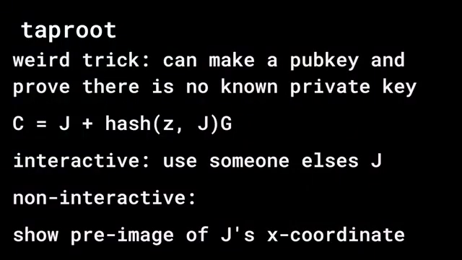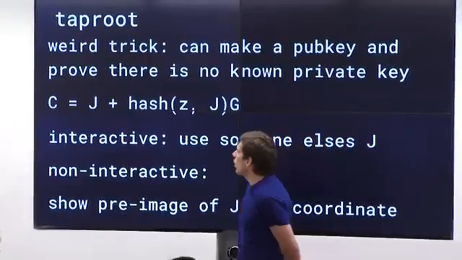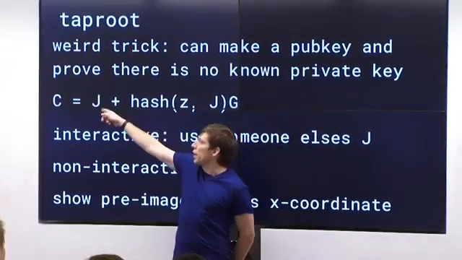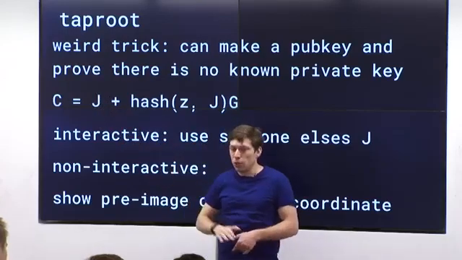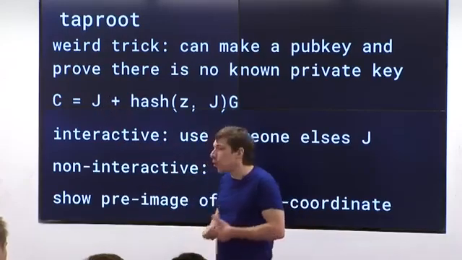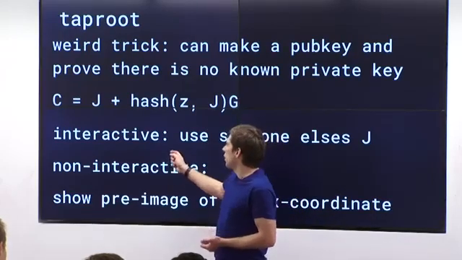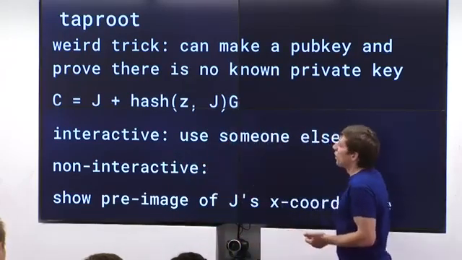Another weird trick: you can make a public key and prove that there is no known private key, right? So what if I only want this script Z, and there is no set of everyone signing? I don't want that to be a requirement. What if I only want this script hash? I can do that. So interactively, I can use someone else's J.